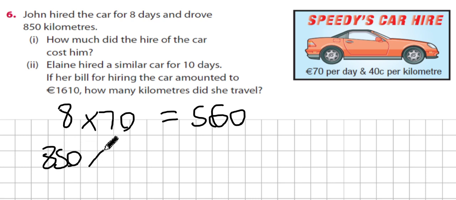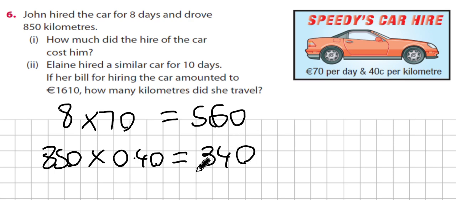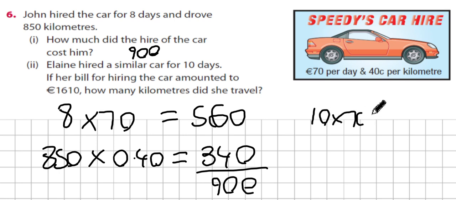850. And I'm going to multiply that by 0.4. What do you get? Add them together. Is everybody happy with 900? Okay. Elaine hired a similar car for 10 days. 700. So 10 multiplied by 70. She paid 700 for the rental.